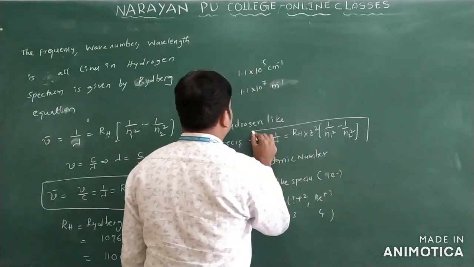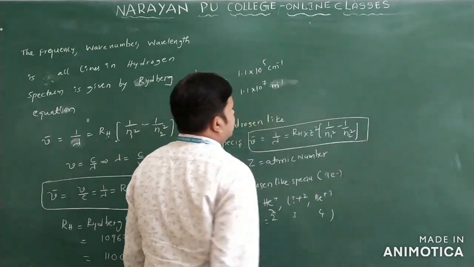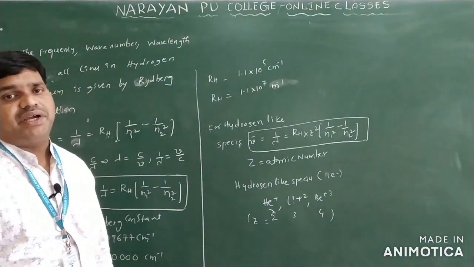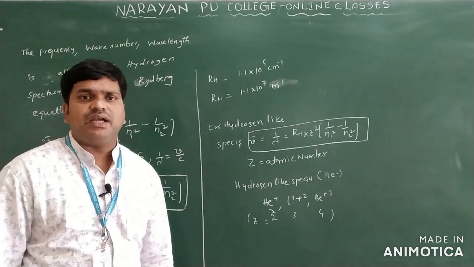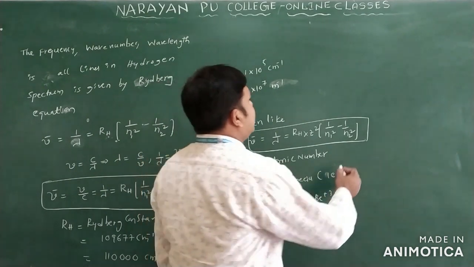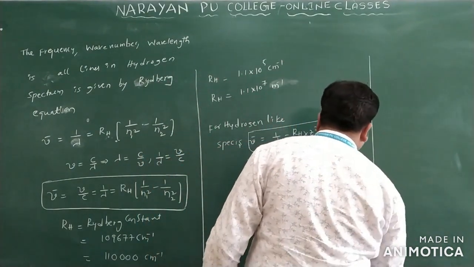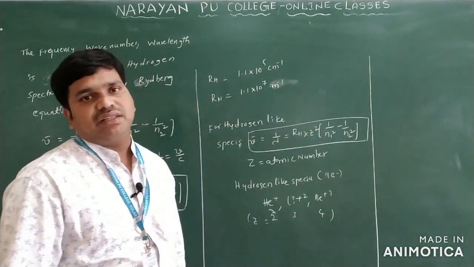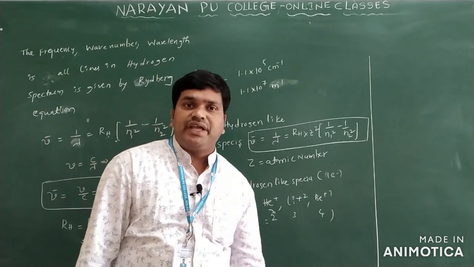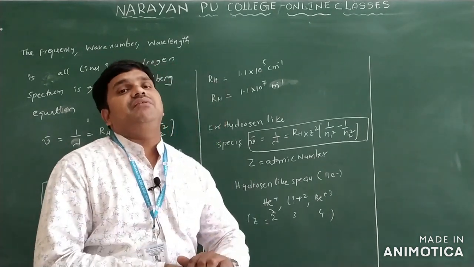Nu bar is equal to 1 by lambda, that is equal to RH into Z square into 1 by N1 square minus 1 by N2 square only. Clear? So yesterday already we discussed this one. Limiting wavelength concept here. Limiting wavelength, or you can say the limiting line, we discussed.